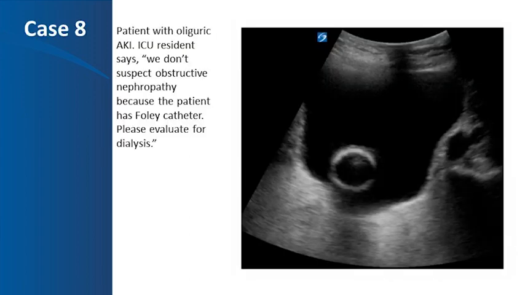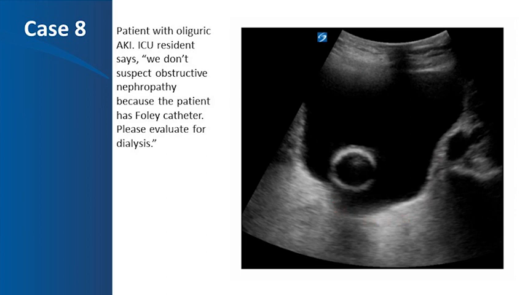So the next case. Here we have a patient with oliguric acute kidney injury, and the ICU resident says, oh, we don't suspect any obstructive nephropathy because the patient has an indwelling Foley catheter. Please come and evaluate for dialysis. Now we come and do a bladder scan and see what it shows. It shows this well-defined bulb of the Foley catheter surrounded by a hugely distended bladder.